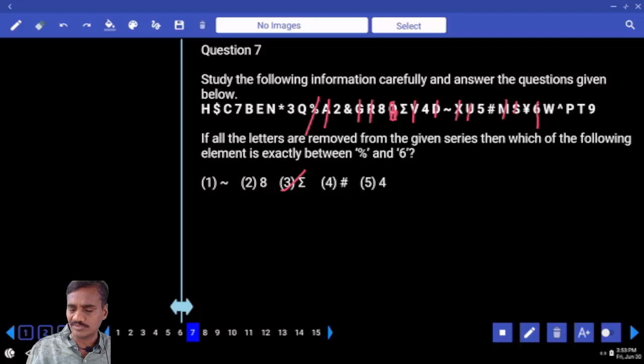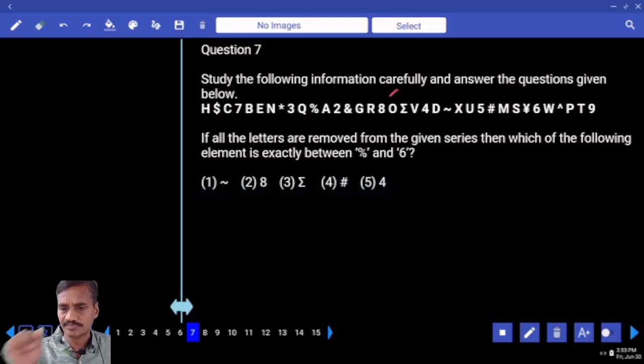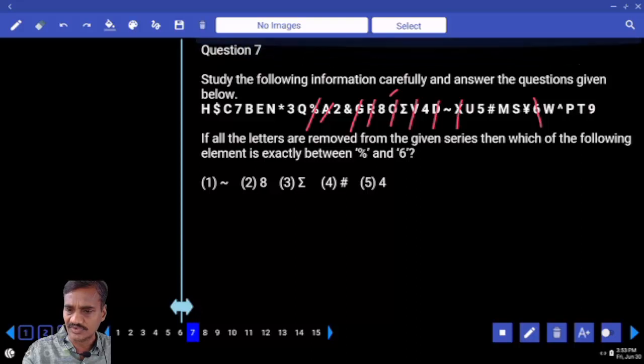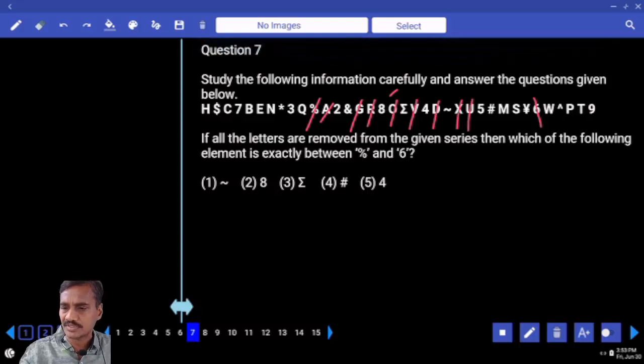Then tell me what is the element we have here. In between these two we need to find out. Then this is O, right, and O. Then if all the letters are removed, that is some percentage and 6. Now between these two, if you remove the letters 1, 2, 3, 4, 5, 6, 7 and 8 and 9 and 10, these are the elements that are removed.